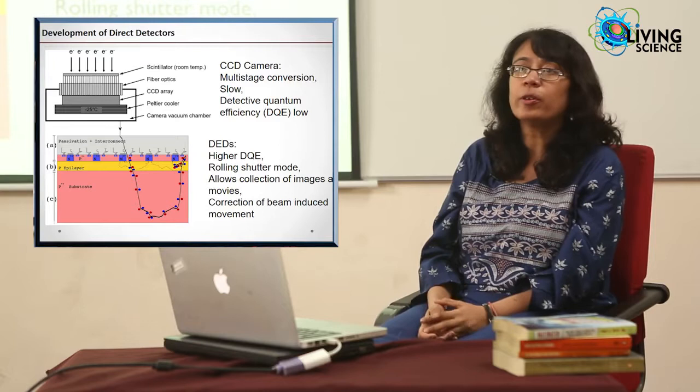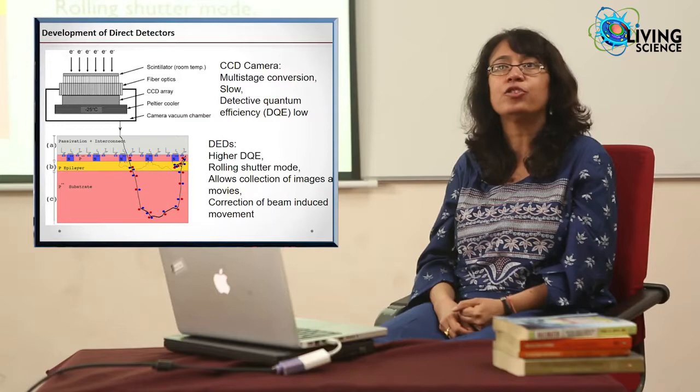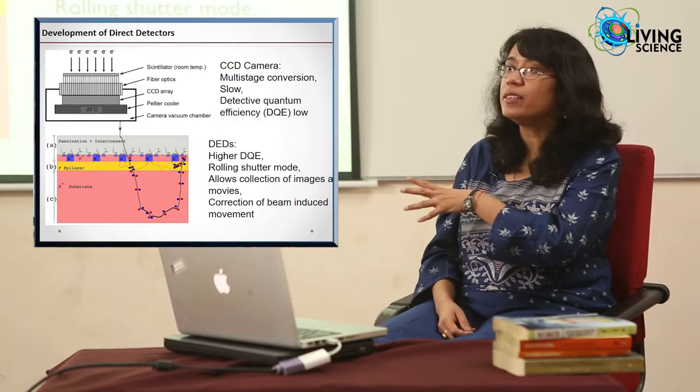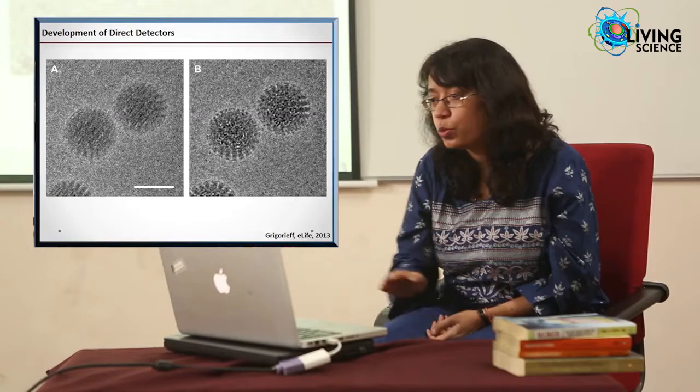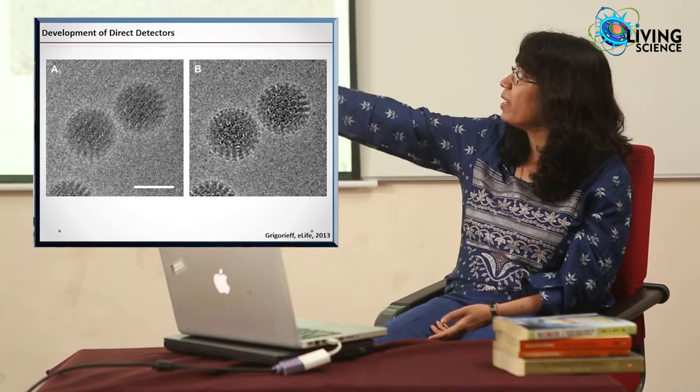The other important aspect is that the images are collected in movie mode. Now, this is important to understand because when electron beams hit a particular area in the grid, there is some movement. The movement could be in the nanometer range, but the movement causes blurriness in the image. Now, DEDs allow collection of images in movie mode, so you can collect several frames for one particular image, and then you can correct for this motion and you can get better images where the blurriness is reduced. So to give you an example, on this side, panel A, the image is not corrected for motion. And here, after correction, you can see that the features are much better visible.